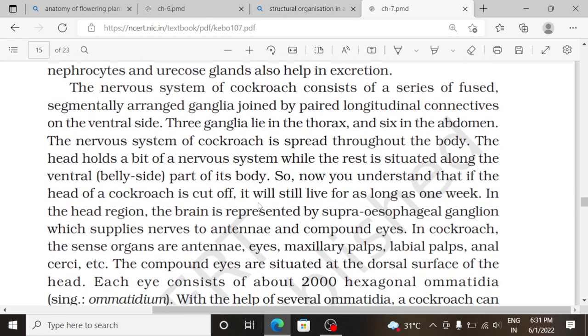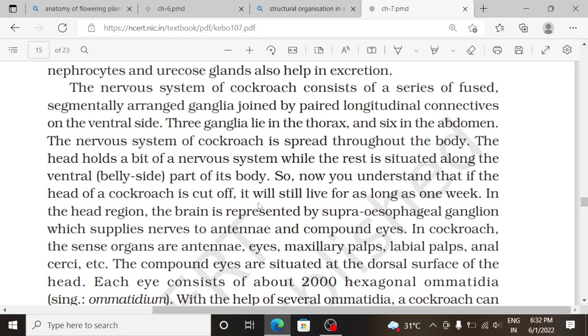The nervous system of cockroach consists of series of fused, segmentally arranged ganglia joined by paired longitudinal connectives on the ventral side. 3 ganglia lie in the thorax and 6 in abdomen. The nervous system of cockroach is spread throughout the body. The head holds a bit of nervous system while the rest is situated along the ventral belly side part of its body. So now you understand that if a head of cockroach is cut off, it will still live for as long as 1 week.